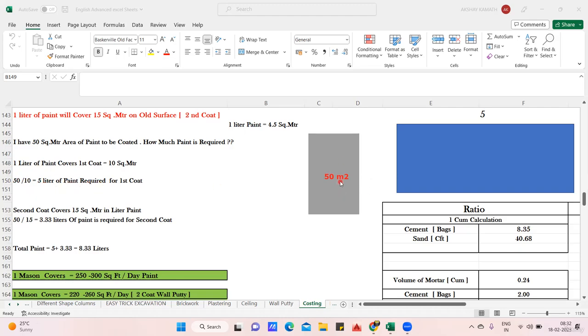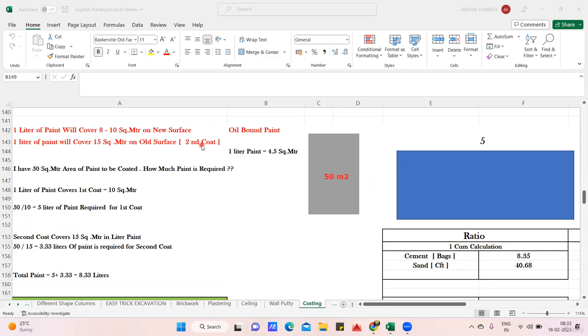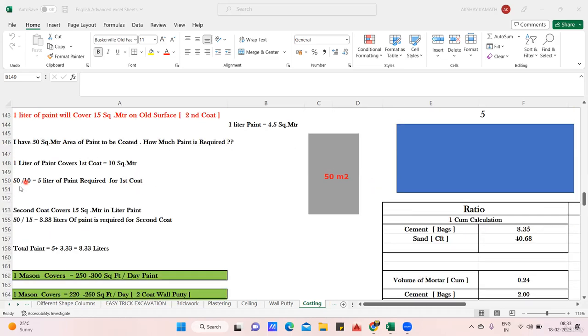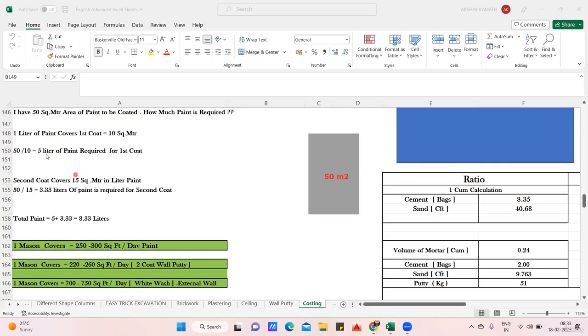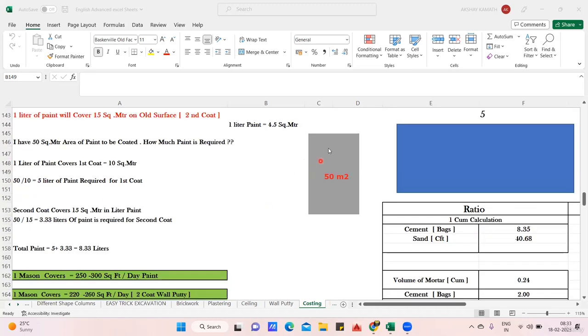But in painting we usually do 2 coats. In the second coat, 1 liter of paint covers 15 square meter, so I'll do 50 divided by 15. It comes out to be 3.33 liters. So the second coat will take 3.33 liters and the first coat will take 5 liters. The total paint requirement for a 50 square meter wall area is 5 plus 3.33, which is 8.33. Let us say 8.5, or let us say 9 liters of paint is required. If I bring 9 liters of paint, I can cover my 50 square meter wall in 2 coats. Very simple.